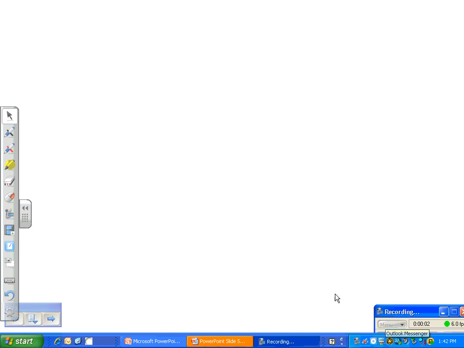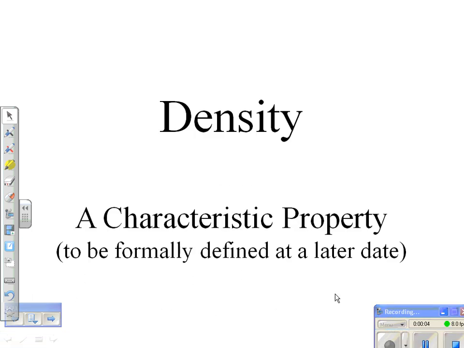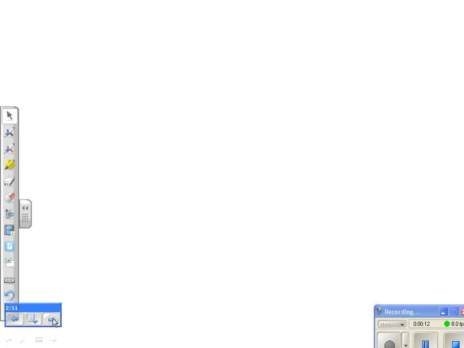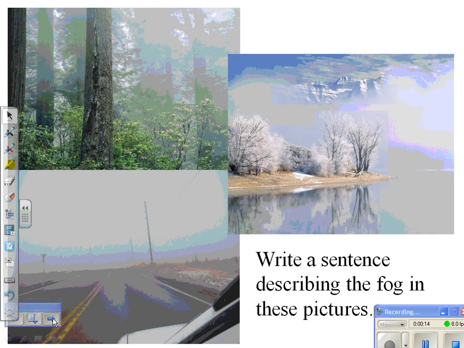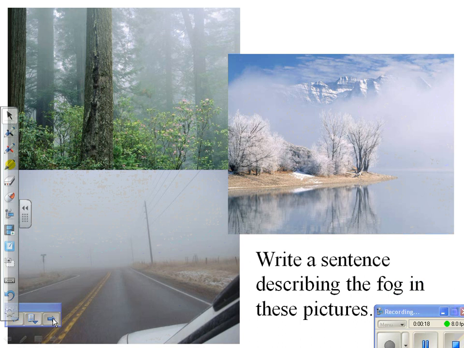Today we're going to look into density. Density is a characteristic property, a way to tell different materials or different substances apart. To start, look at these three different pictures of fog. What are some ways that you would describe the fog? It's a thick fog, it's hard to see through.